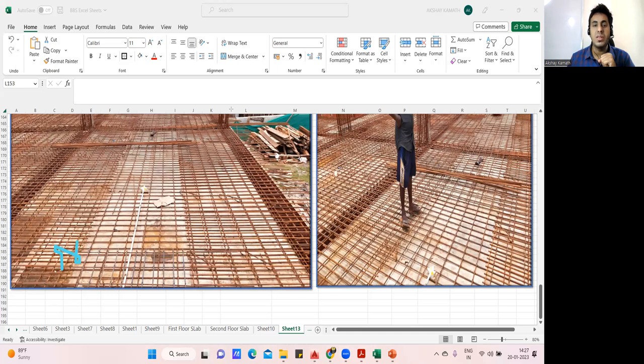Okay. So once your bottom mesh is done, we'll be placing the chair bar, and after that your top reinforcement will come. So you can see it here, isn't it? So 1, 2, 3, 4, 5, 6, 7, 8. All these are the chair bar. Okay. Now the first question is why the chair bar has to be provided.